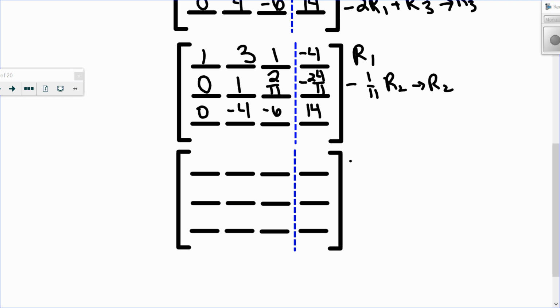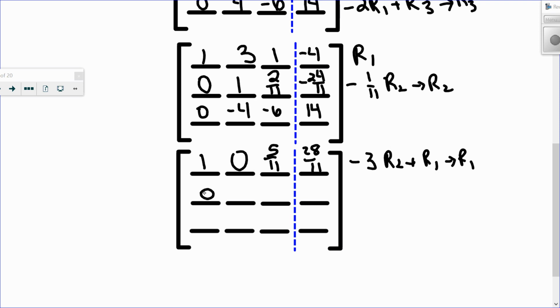So in row 1, I'm going to do -3 times row 2, add it on to row 1, and put it into row 1. So -3 times 0 is 0 plus 1 is 1. -3 times 1 is -3 plus 3 is 0. And then I'm going to do -3 times 2 over 11 plus 1, and that's 5 over 11. And then -3 times -24 over 11, and add that on to -4, and that is 28 over 11.